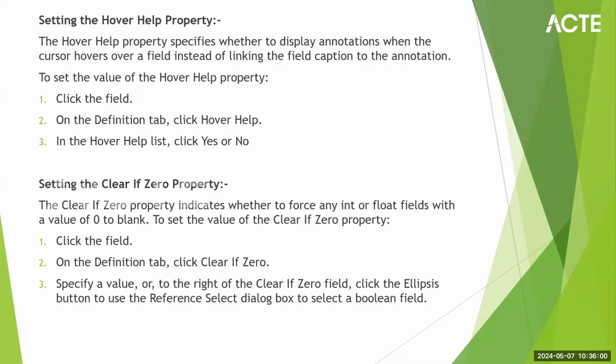So those kind of properties, how you set them: click on the field, on the definition tab, click hover help. In hover help, click yes or no. Yes means when you hover itself, the details will be displayed. If no, the details will be displayed by default on the UI.